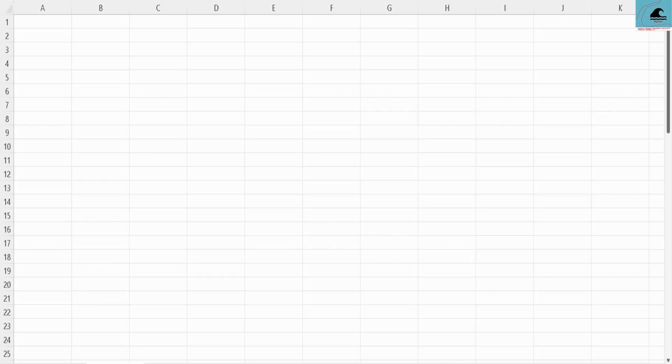So the AND function, OR function and IF function that we will be seeing, along with SUMPRODUCT, which is a math function. These three are logical functions.